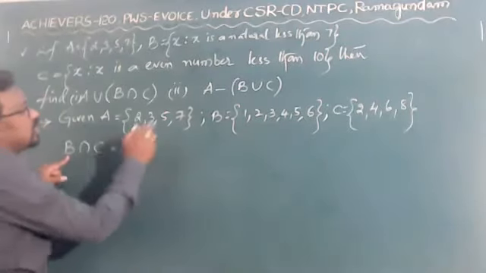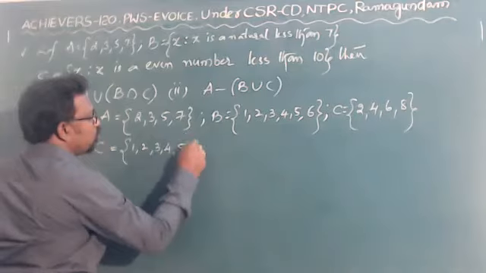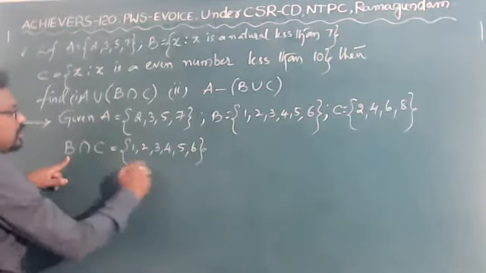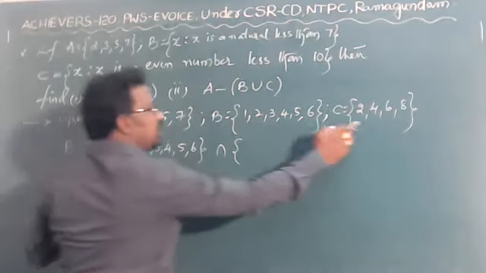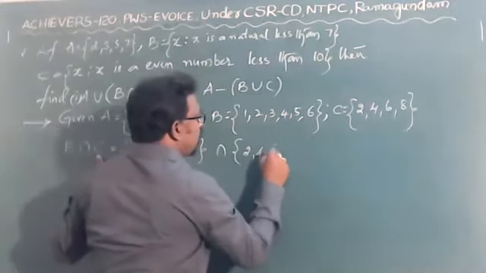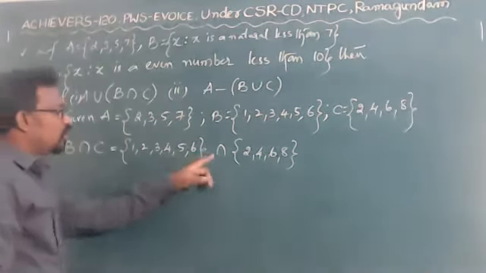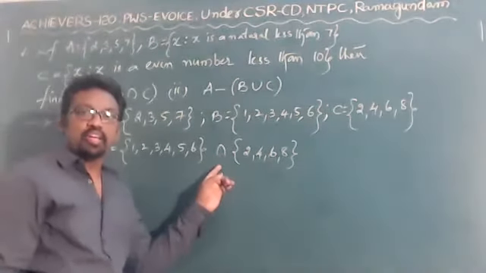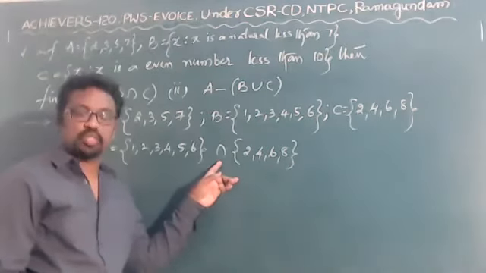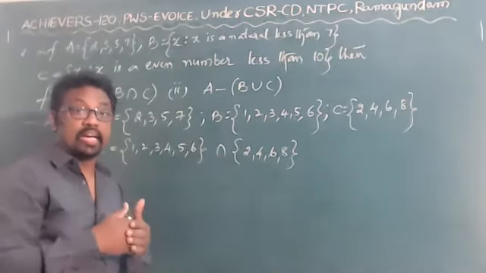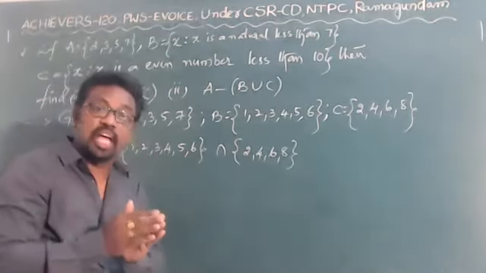B is the set: 1, 2, 3, 4, 5, 6. This is B. Intersection C. What is C? Here it is C: 2, 4, 6, 8. What do you have to do? The combination with the conjunction, conjunction in the sense of intersection. In both sets, the element must be present.